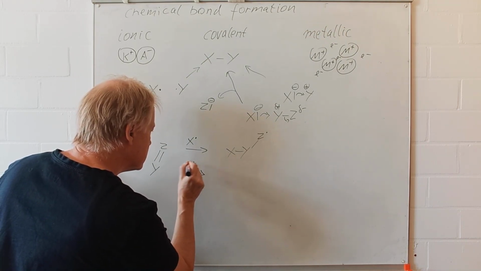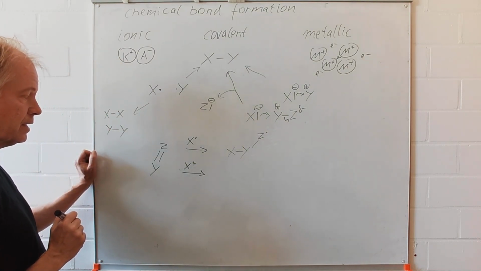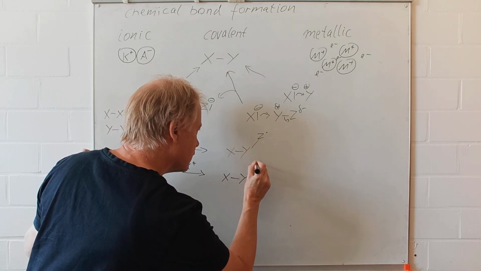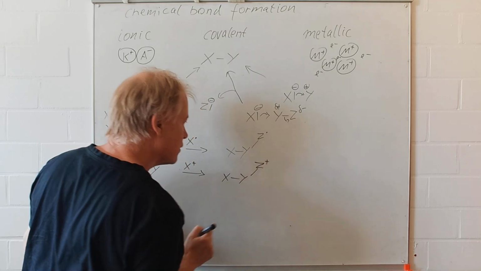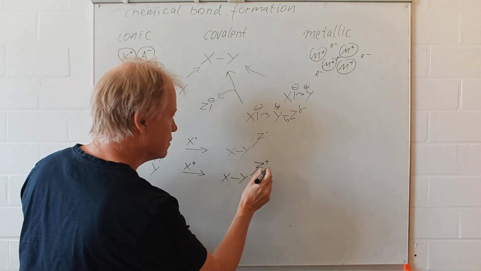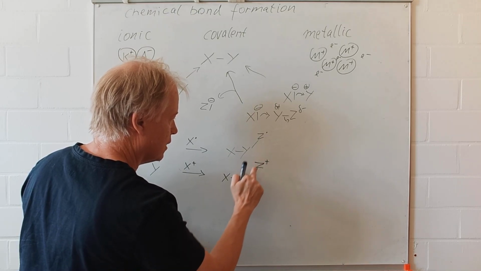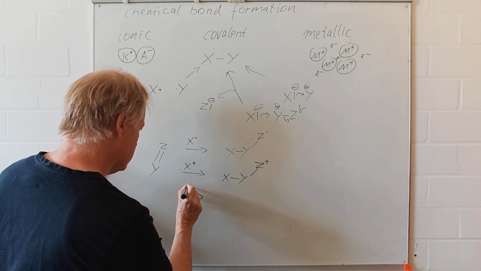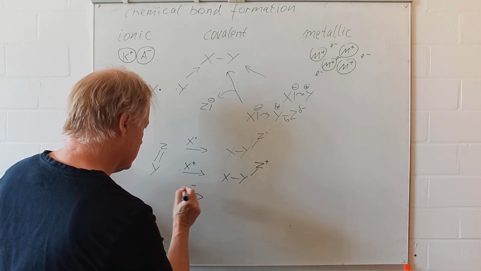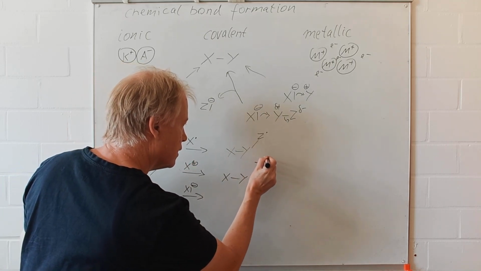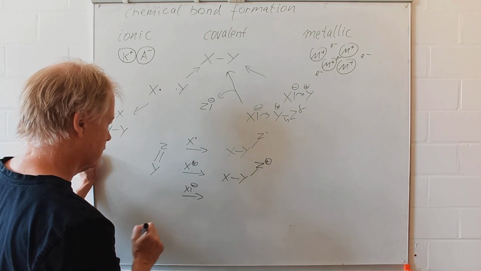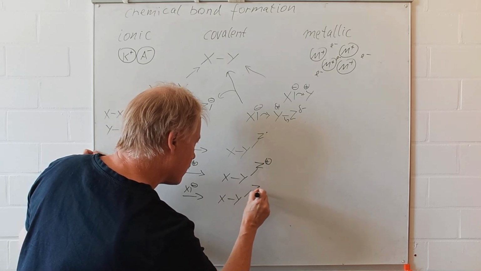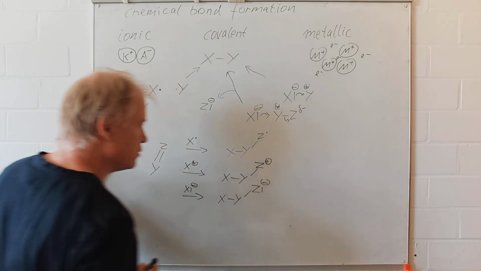X could be a cation, then this would result in the formation of this moiety with a cationic charge at the center Z. And if X is an anion, then we would get to this result.